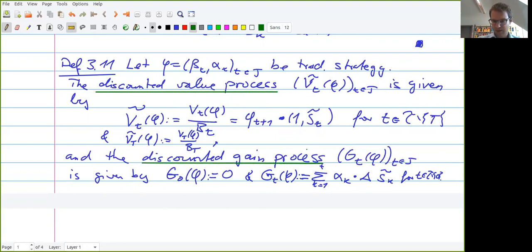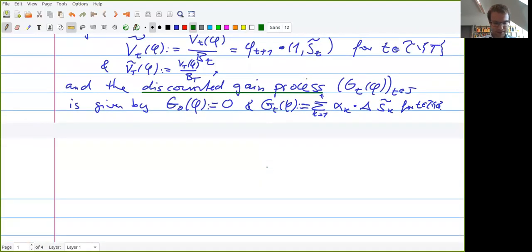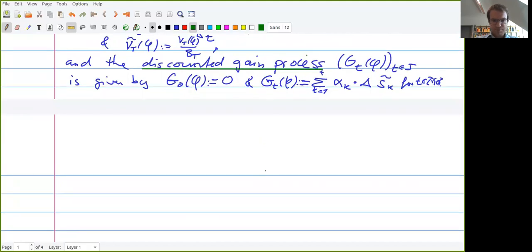that's discounted gains. So I'm not using here the tilde as I usually do for discounted processes, just because we are never considering the gain process without discounting. And this makes my notation then easier. All right.